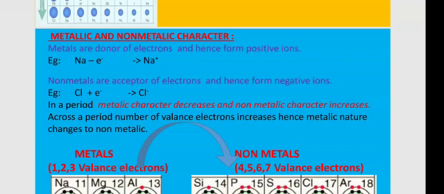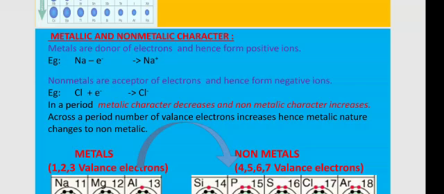In the same way, in the next line, the nonmetals are called acceptors of electrons. They gain electrons and hence form negatively charged ions. Example, chlorine plus electron, that means taking an electron, and becomes Cl minus. If an atom is receiving an electron, it becomes negatively charged.